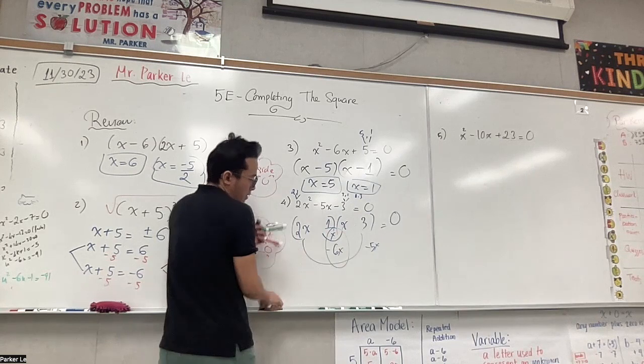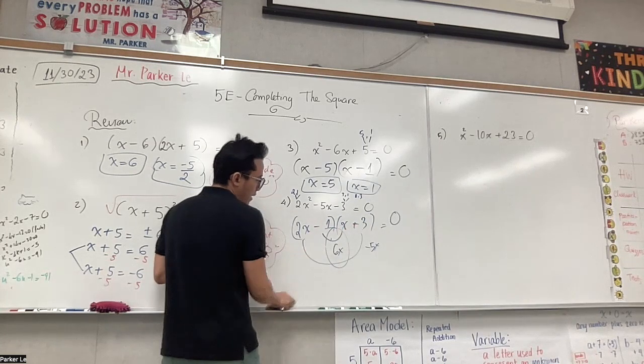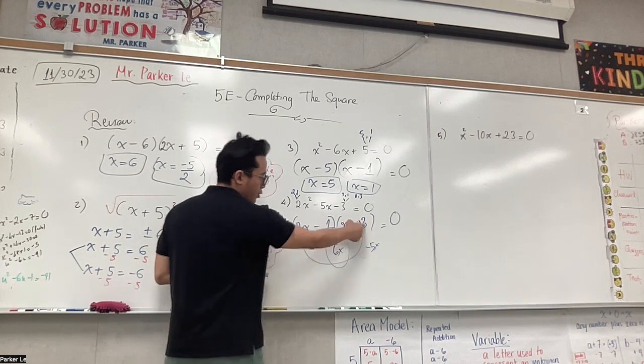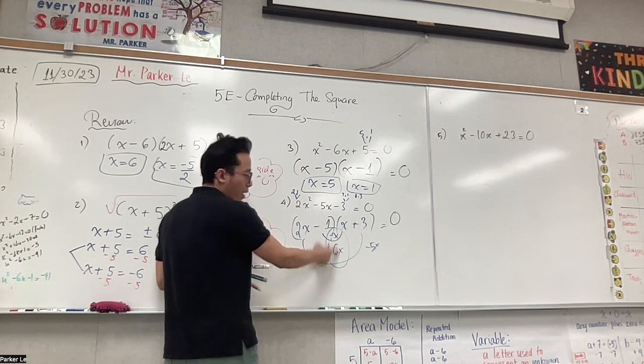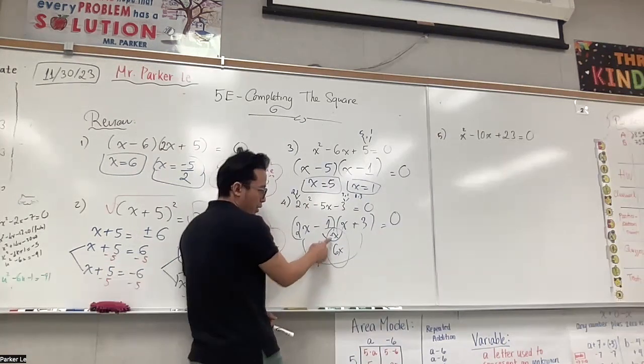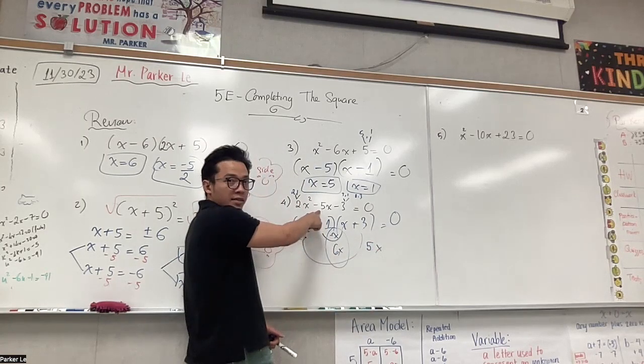Let's say I don't get this. Let's try this. So what happened? -1 times x is negative x, right? And then 2x times 3 is positive 6x. When you add these two, what do you have? Positive 5x. Does it match this?